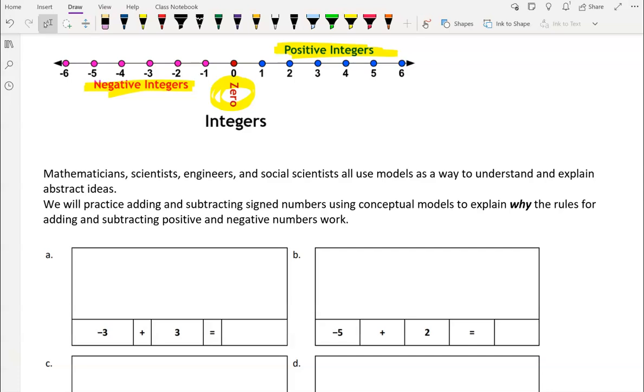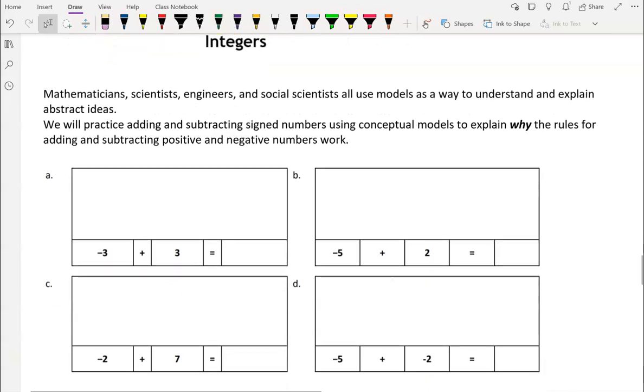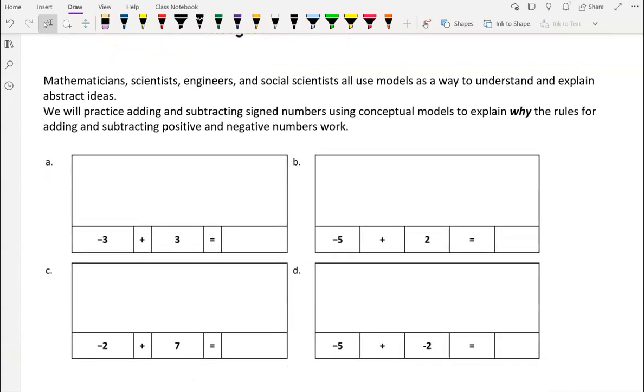So, mathematicians, scientists, engineers, social scientists all use models as a way to understand and explain abstract ideas. And so we like to practice things using models so we learn how and why they work. So we're going to practice adding, subtracting signed numbers using conceptual models to explain why the rules for adding and subtracting positive and negative numbers works. So let's take a look.